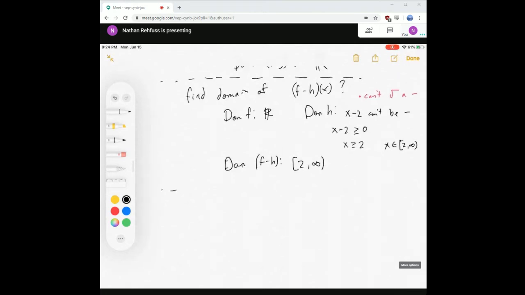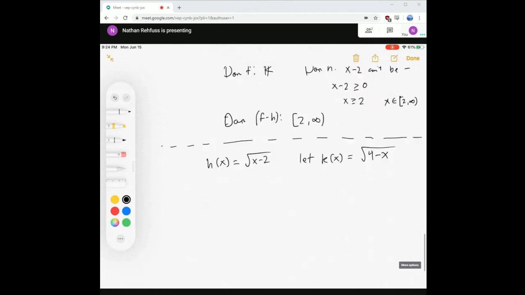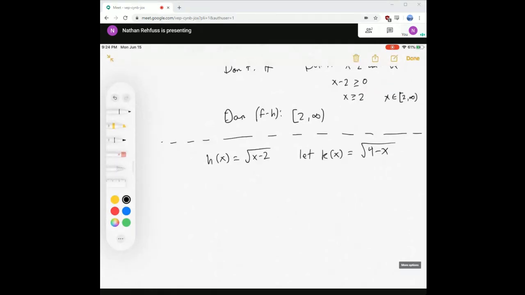Let me do one more like this. Remember, h of x was the square root of, what was it, x minus 2? Let's say k of x is the square root of 4 minus x. Nice and simple. So the domain of h was anything bigger than or equal to 2. What's the domain of k, though?